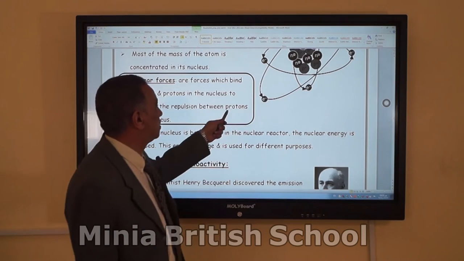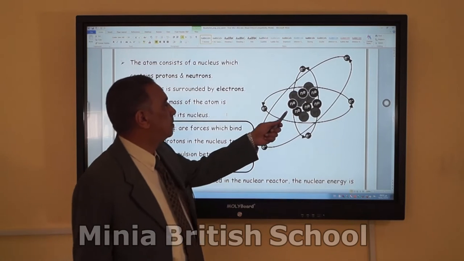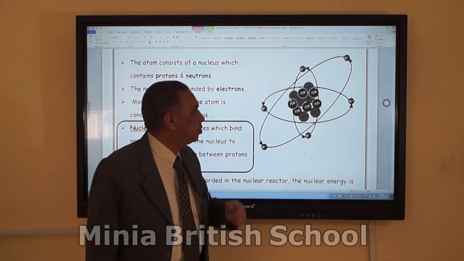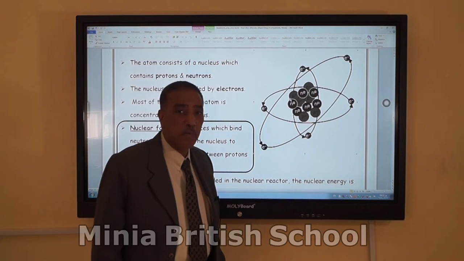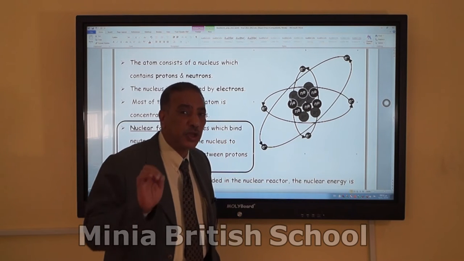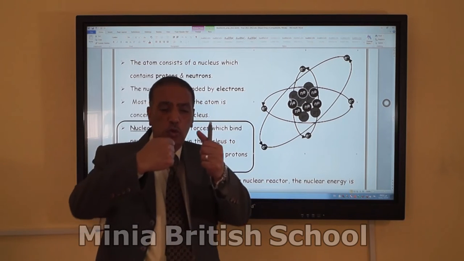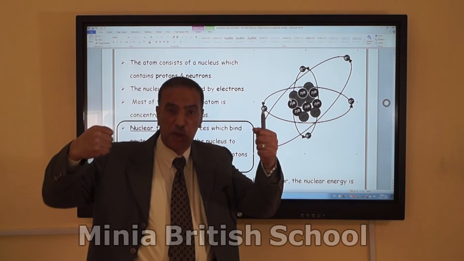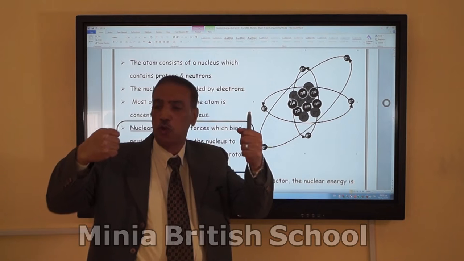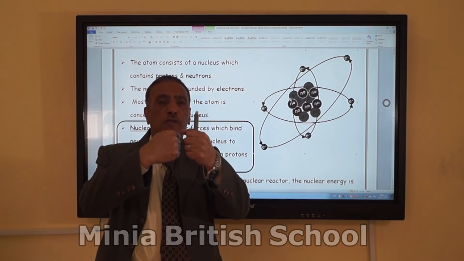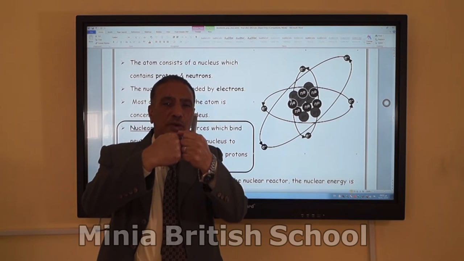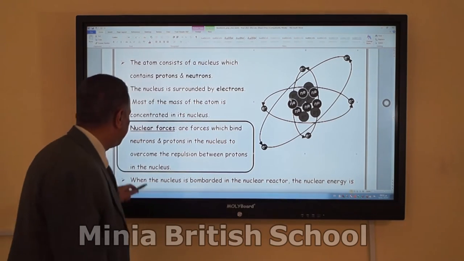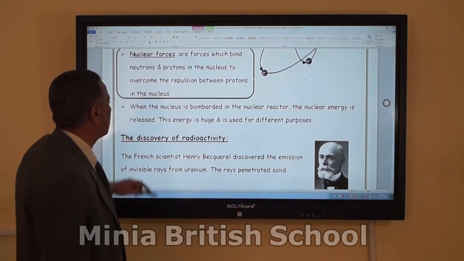In more detail, here a proton has a positive charge, and beside it is another proton, also positive. So there is a repulsion force between the two positive charges, pushing them away from each other. There must be a force to bond all of these constituents of the nucleus together and overcome this repulsion. This is called the nuclear force.